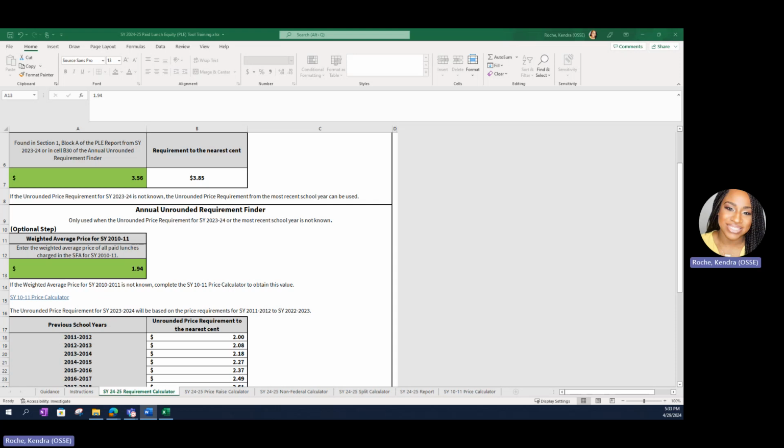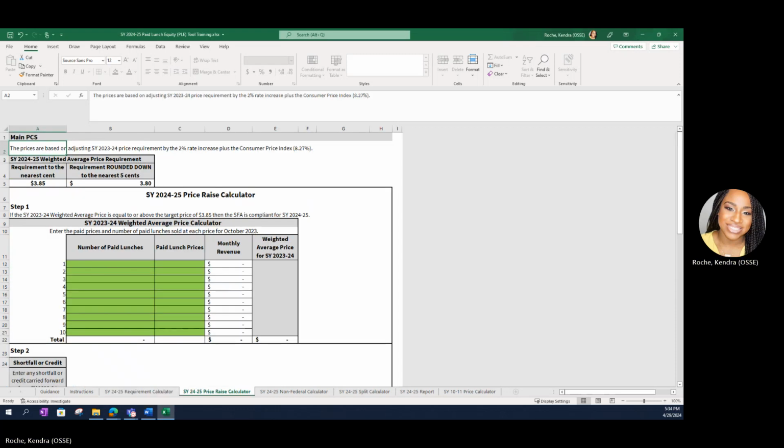First, we will demonstrate the method of meeting this requirement by raising paid lunch prices. If choosing this method, complete the school year 2024-25 price raise calculator tab. Here you will see the 2024-25 school year weighted average price requirement prices to the nearest cent, and the optional price requirement rounded down to the nearest 5 cents will be pre-filled.